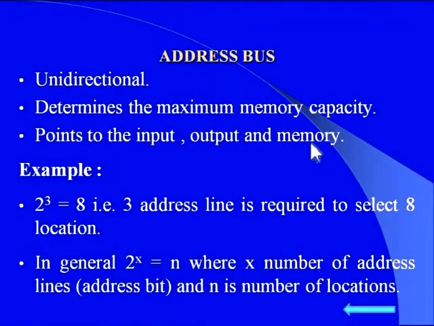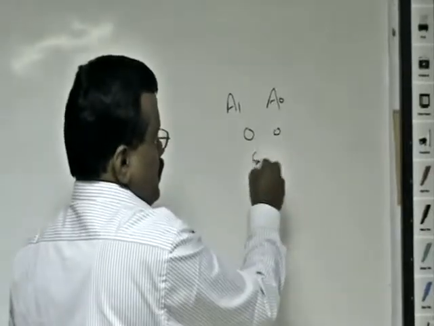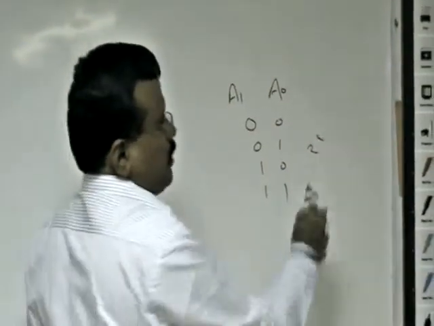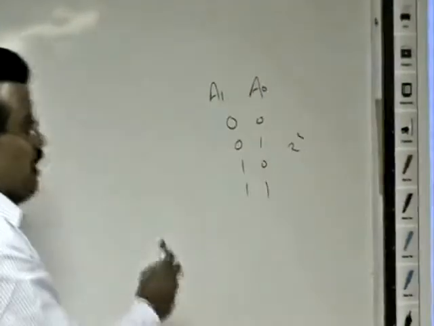So by using the address bus, we can point to the input devices and output devices, and we can locate memory locations in the memory IC. The number of address lines is the factor which determines the maximum memory capacity of any processor. If a microprocessor consists of only two address lines, A0 and A1 may have the values 00, 01, 10 and 11. So we can have four different locations with two address lines.